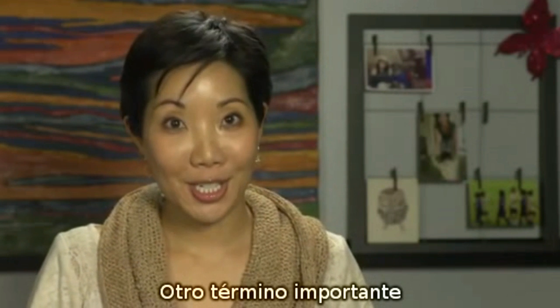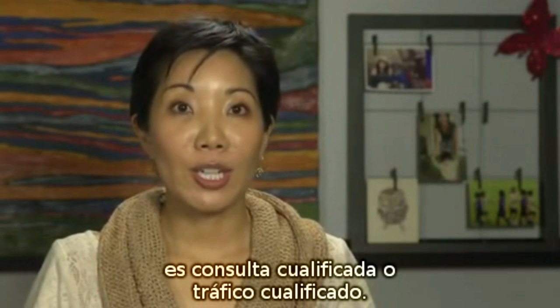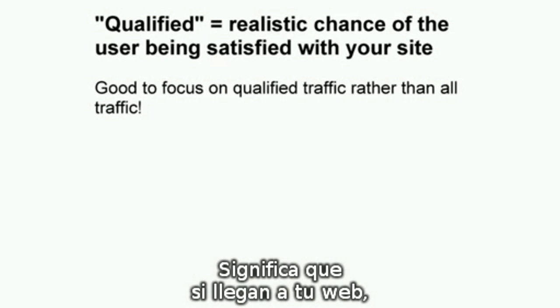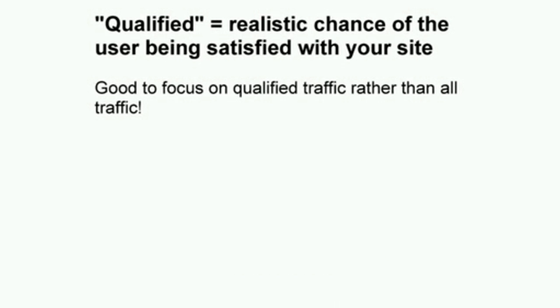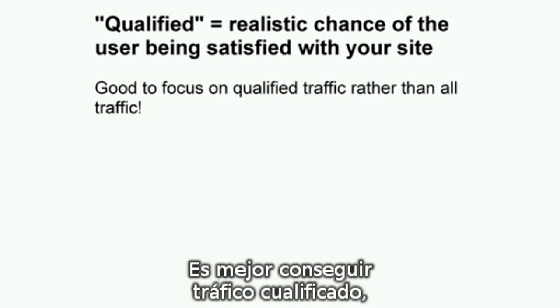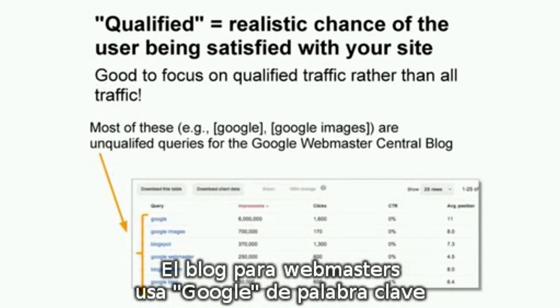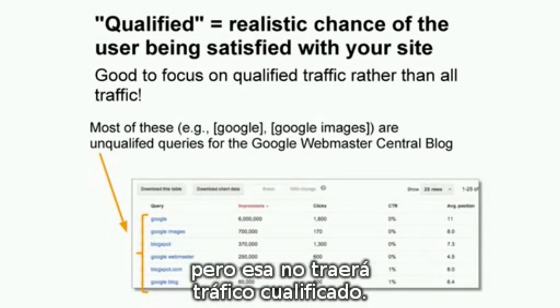One other term that's good to know, although it's not mentioned in this feature, is qualified query or even qualified traffic. Qualified means that if a user arrives at your site or sees your site in search results, there's a realistic chance that they would like your content and convert. It's more efficient to focus on your site receiving qualified traffic rather than trying to rank for terms where users will be unsatisfied with the result. For example, while the Google Webmaster Central blog has impressions for the standalone query Google, that query won't bring us qualified traffic.